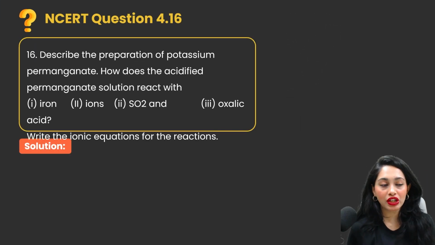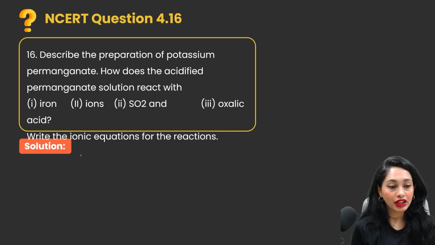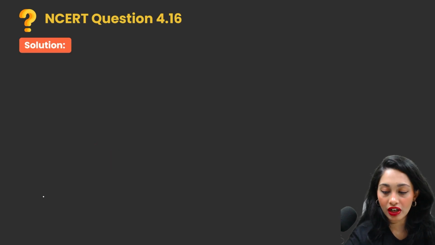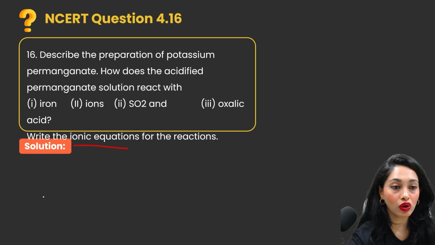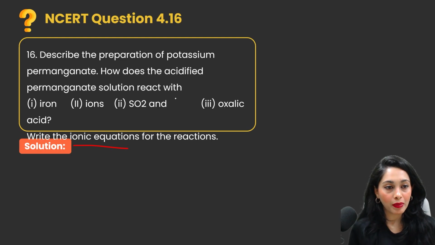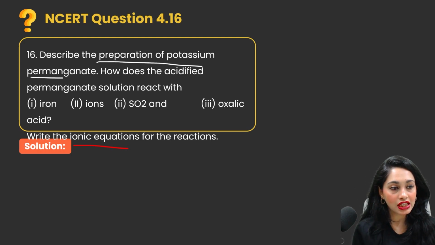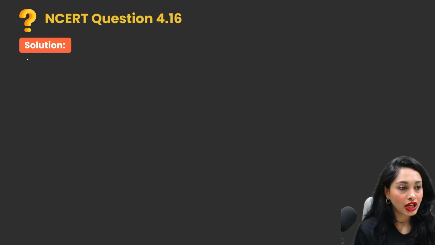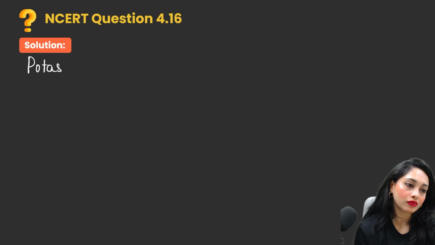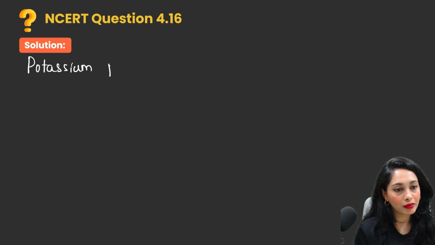Now, describe the preparation of potassium permanganate. How does the acidified permanganate solution react with iron 2 ions, SO2, sulfur dioxide, and oxalic acid? We need to write the ionic equations for these reactions. So let's get started. First, the question is to describe the preparation of potassium permanganate, how potassium permanganate, KMnO4, is prepared.